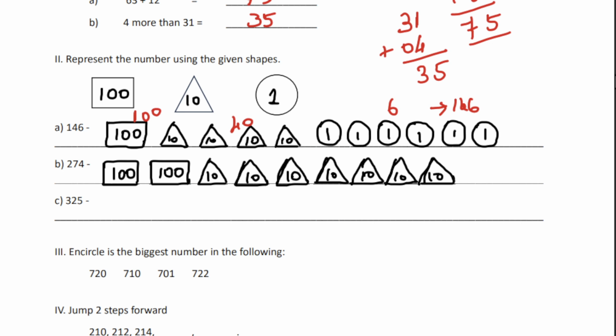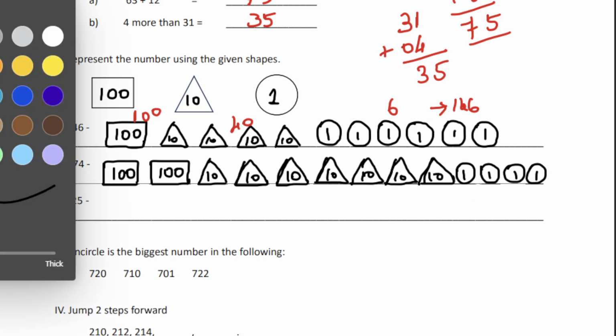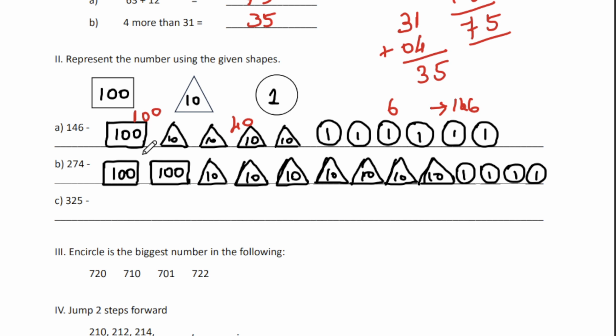And next we have 4 ones. So we have to draw 4 circles. 1, 2, 3, and 4. So write 1, 1, 1, 1. Okay. So now we have 2 hundreds, which is 200, and 7 tens, which is 70, and 4 ones, which is 4. So 200 plus 70 is 270. 270 plus 4 is 274.